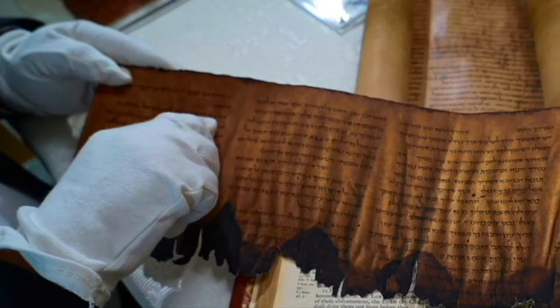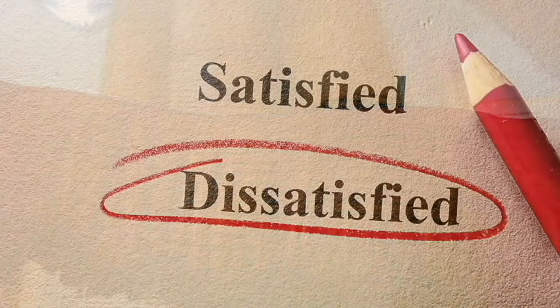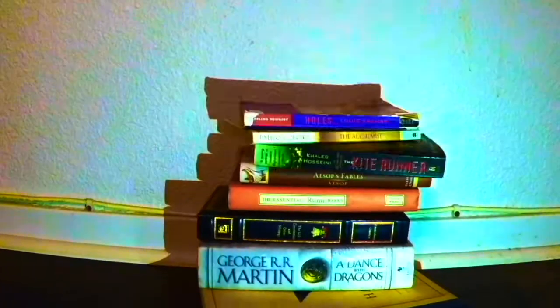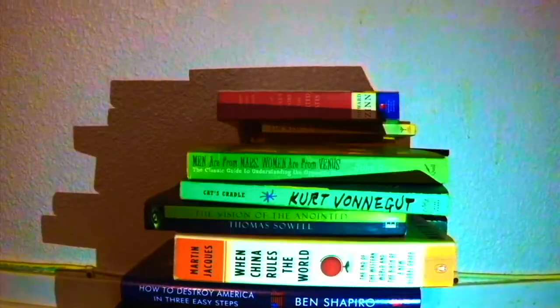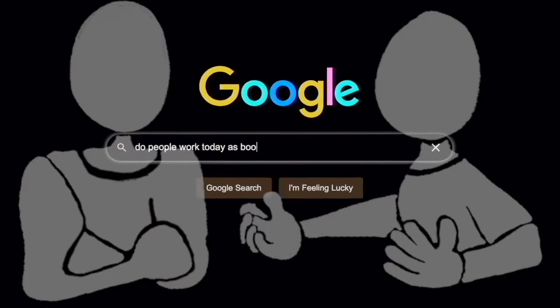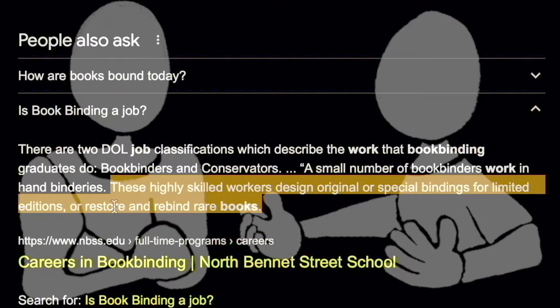A lot of scrolls were long and tended to get tattered and torn over time, so humans, still not satisfied, decided to cut the paper into more manageable pieces, and then bind them together into a new form of technology, the book. Wait, is that where the word binder comes from? Whoa. Yeah, the book binding was actually a literal profession. I mean, I guess it still is, but it's super niche, like a blacksmith today or something.